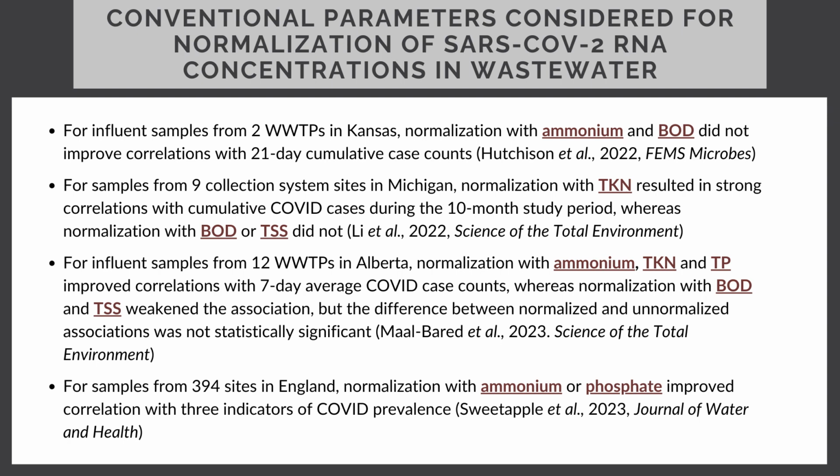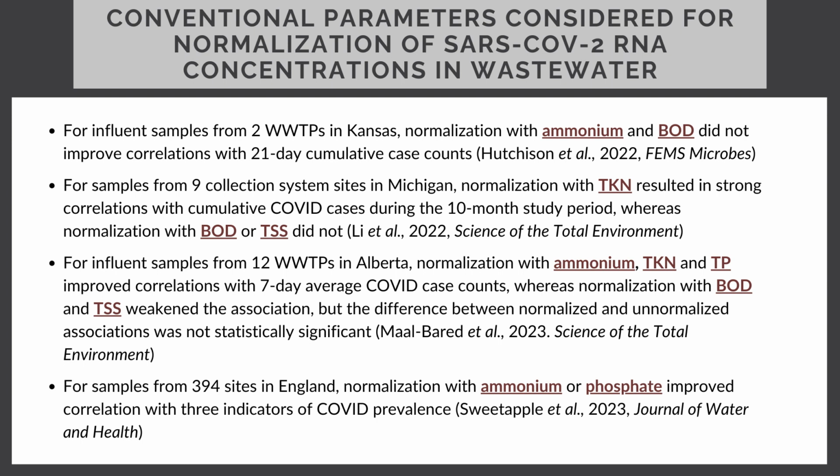Lee et al. found that for samples from 9 collection system sites in Michigan, normalization with TKN resulted in strong correlations with cumulative cases during the 10-month study period, whereas normalization with BOD or TSS did not. Malbarret et al. found that for influent samples from 12 wastewater treatment plants in Alberta, Canada, normalization with ammonium, TKN, and TP improved correlations with 7-day average COVID case counts, whereas normalizations with BOD and TSS weakened the association. But the difference between normalized and unnormalized associations was not statistically significant. And Sweetapple et al.